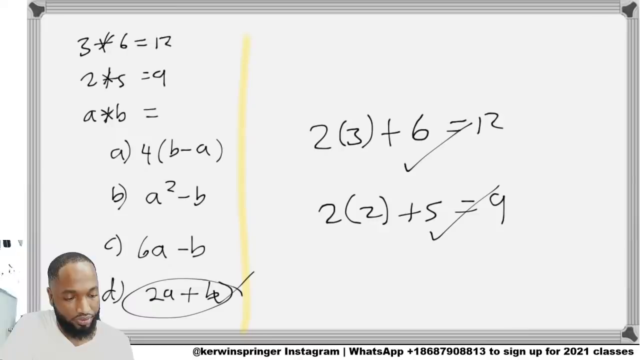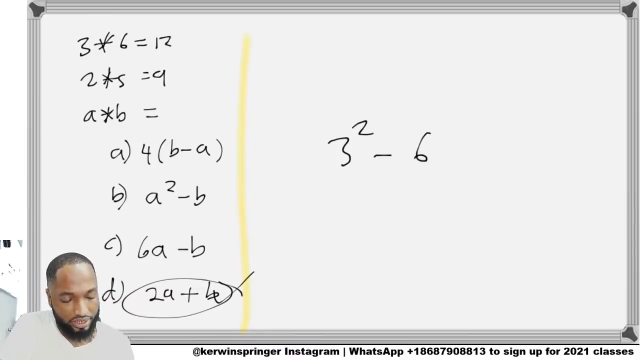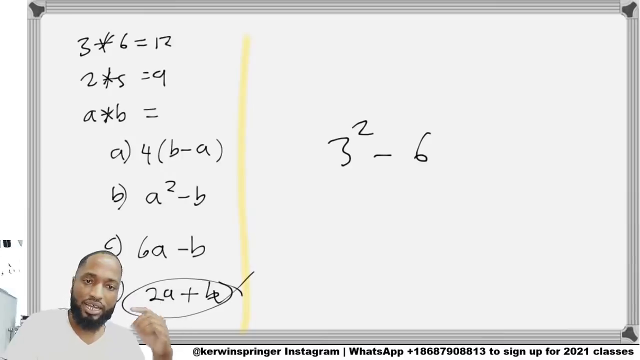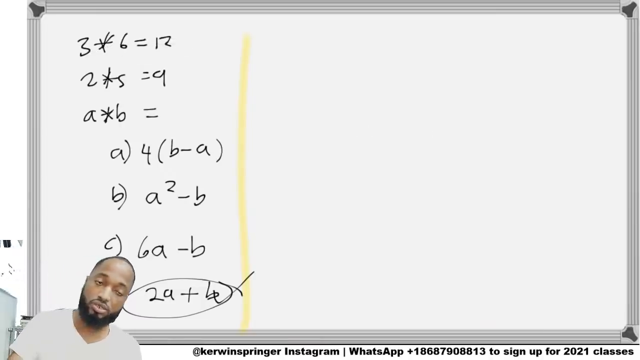If you try with others, it wouldn't work. Let me just show you a quick one. Let me try B: A squared minus B. So 3 squared minus 6. 9 minus 6 is not 12. So it failed this test. So you understand what's happening there. Next question.